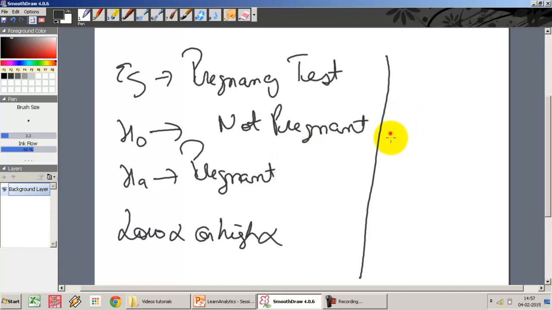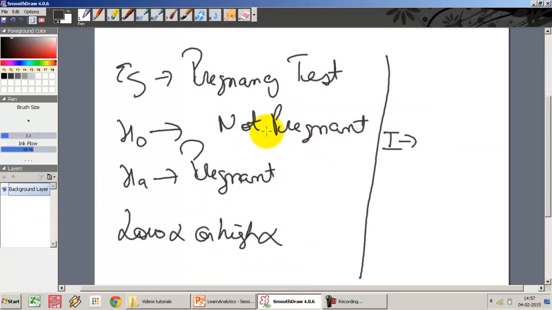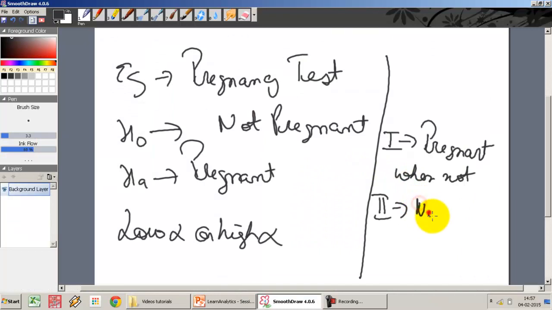So we have the type 1 and type 2 errors. The error of the first kind, as we've mentioned before, is rejecting the null when the null is true. So rejecting the null, which is not pregnant, means telling a person they are pregnant when they are not. And what is the second type of error? The second type of error is accepting the null when the null is false, saying not pregnant when actually pregnant. So in this case, which error is more likely to cause harm and why?